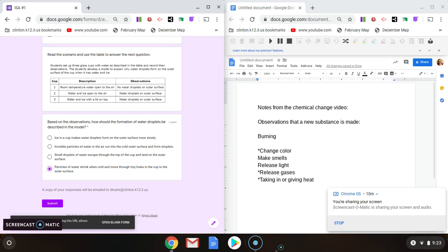But we have to figure out where is that water from the outside of the cup coming from? I will give you a huge hint or something to think about. Think about our water cycle. How would we get water droplets, say, on the mirror in the bathroom when we're in the shower? The water droplets don't go straight from the shower to the mirror. There's some kind of change there that's happening.